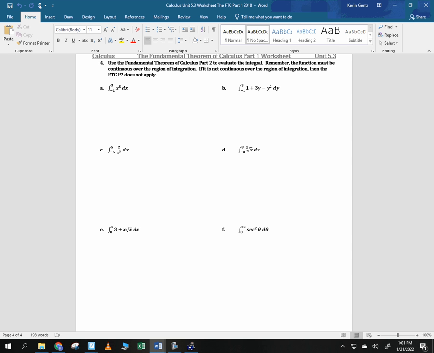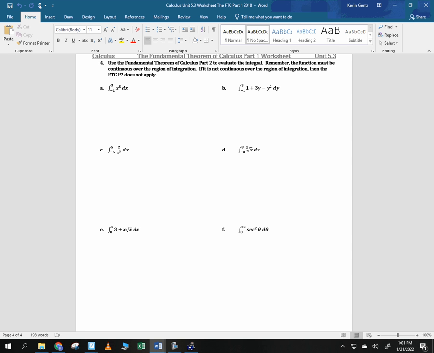So let me give you just a little hint right here. What shape does 1 plus 3y minus y squared make? A parabola. And what's the domain of a parabola? Negative infinity to infinity, right? So therefore, it's in play for all real numbers. So the bounds of integration are not an issue at all, right?